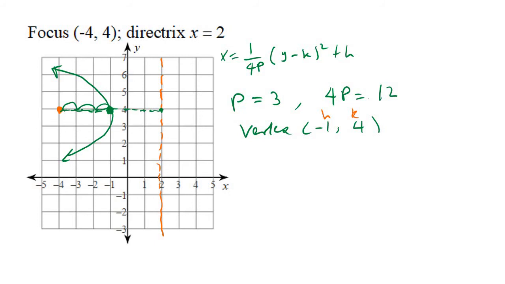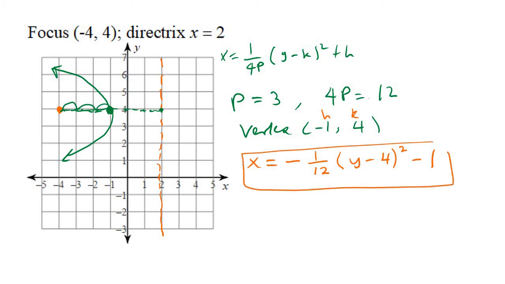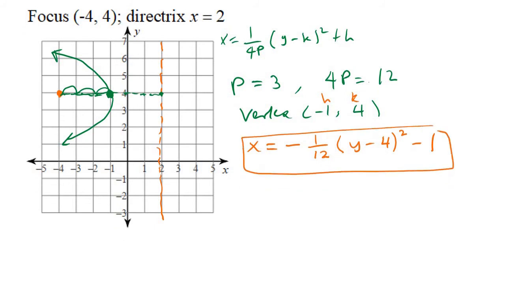Now I can just go ahead and write the final equation as x equals negative 1 over 12 times (y minus 4) squared minus 1. I just plug in the h and k into the formula, and that's the formula for that parabola. Here's one more example.